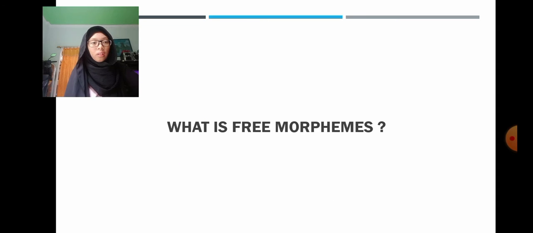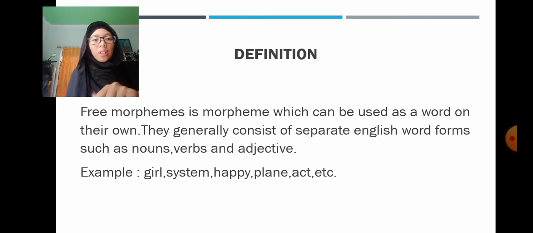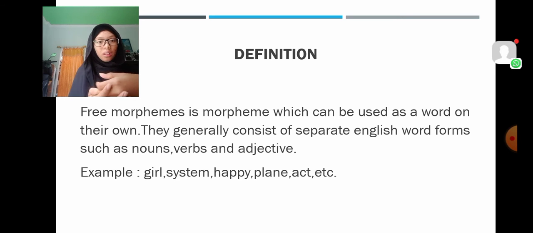Okay, and then what are free morphemes? A free morpheme is a morpheme which can be used as a word on its own. They generally consist of separate English word forms such as nouns, verbs, and adjectives. For example, girl, system, happy, plain, egg, each.